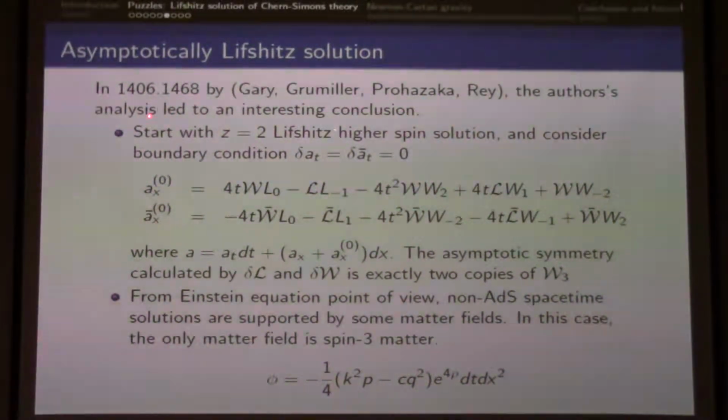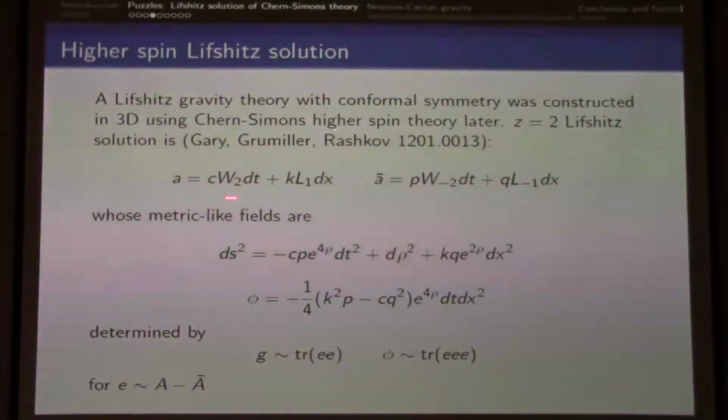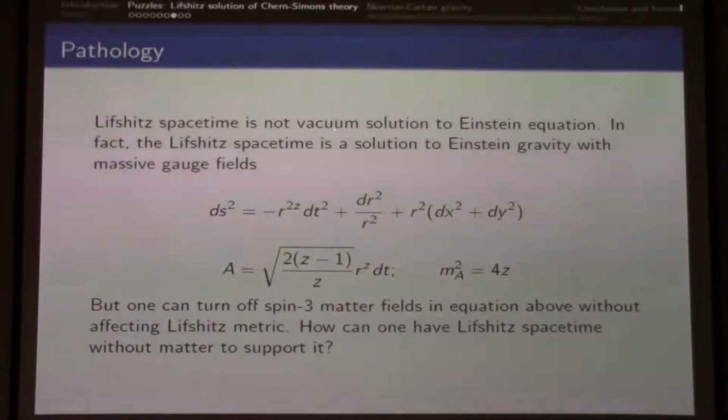Another confusion in their paper is, if you take a look at these spin-three matter fields, you take all of these constants to be 1, you will have a Lifshitz space-time, and the spin-three field is turned off. This means, from the Einstein gravity point of view, you are having a Lifshitz space-time and no matter to support it. This is not true, because Lifshitz space-time is not a vacuum solution of the Einstein equation. For example, the work by Kachru showed that Lifshitz space-time should be supported by at least a massive gauge field. So the puzzle was, how can you have Lifshitz space-time without matter to support it?